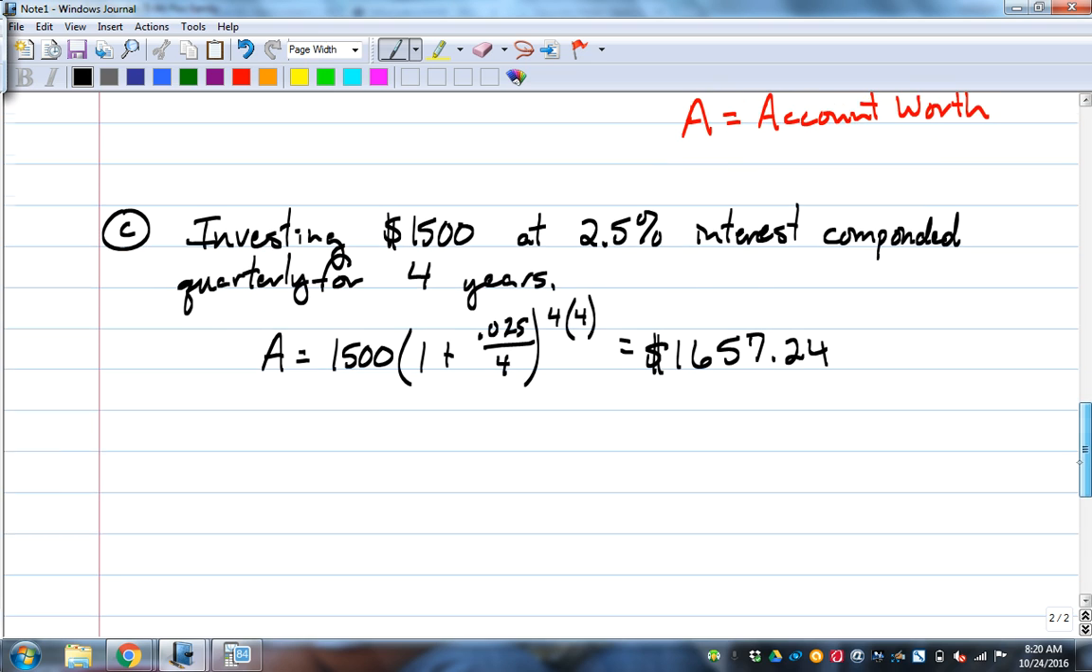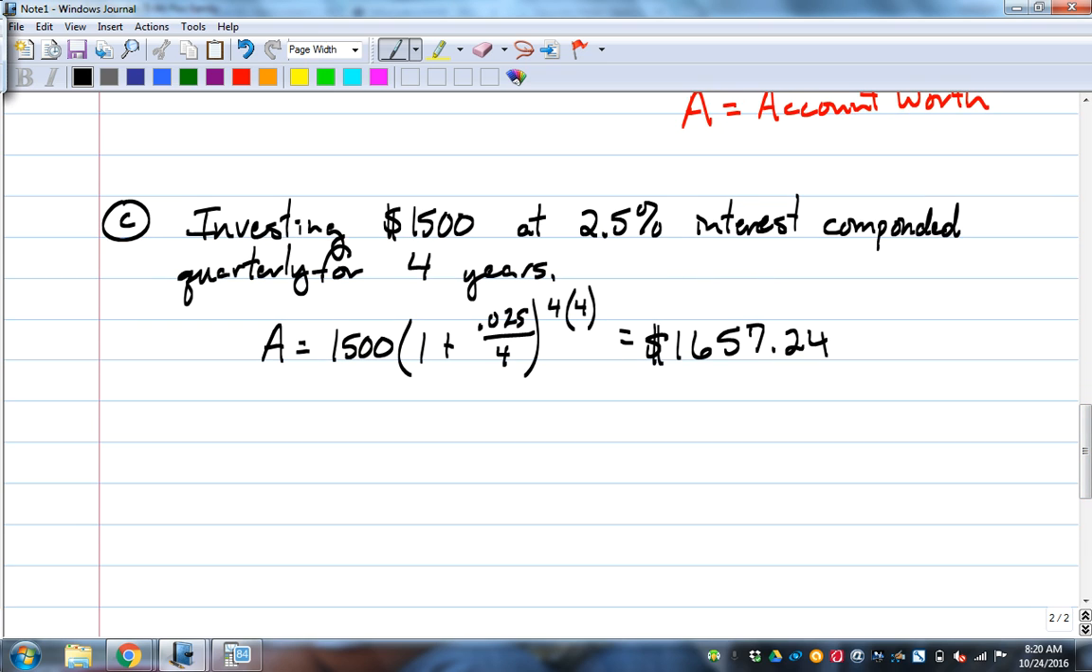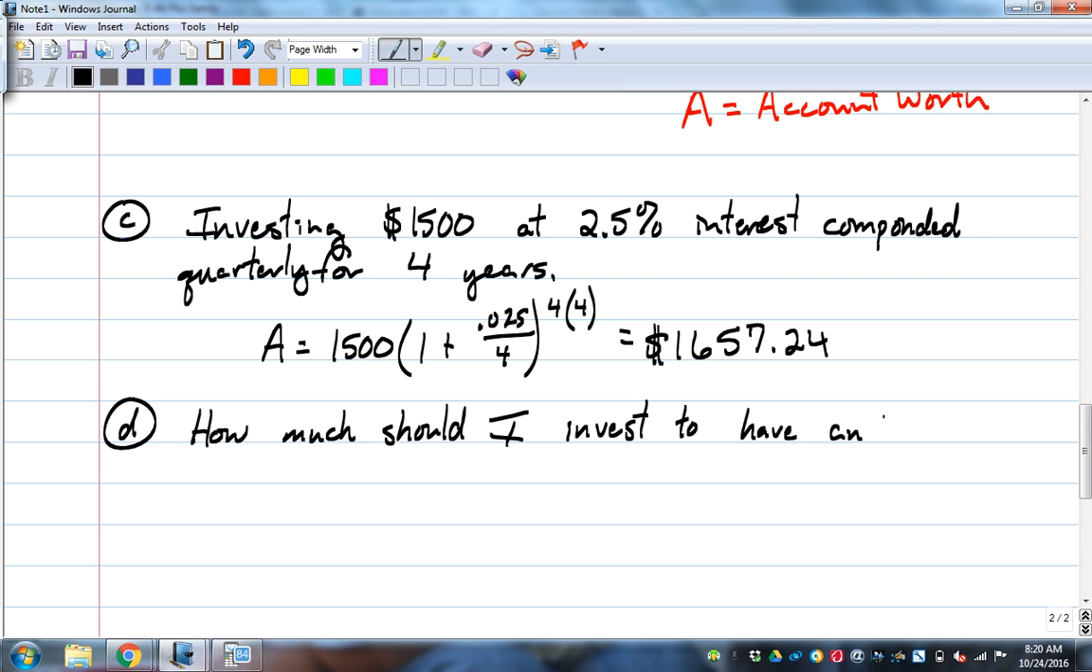Okay, so let's look at one that's maybe not as nice, in the fact that we've got to solve the equation a little bit. So we'll start with an easy one. How much should I invest to have an account worth $6,000?